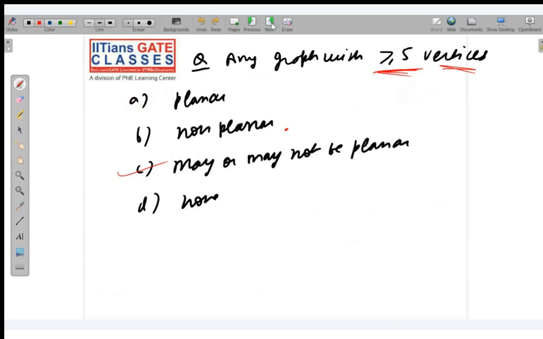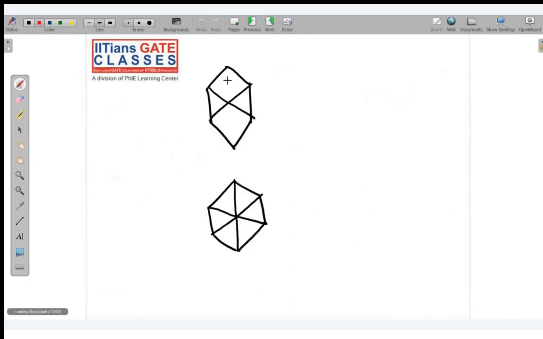Any graph with greater than or equal to 8 edges may or may not be planar. But if they say less than or equal to 8 edges, then confirm it is planar. Okay, so is this planar? How many edges are there? 1, 2, 3, 4, 5, 6, 7 and 8. 8 edges are there. Yes, 100% planar. No need to check.